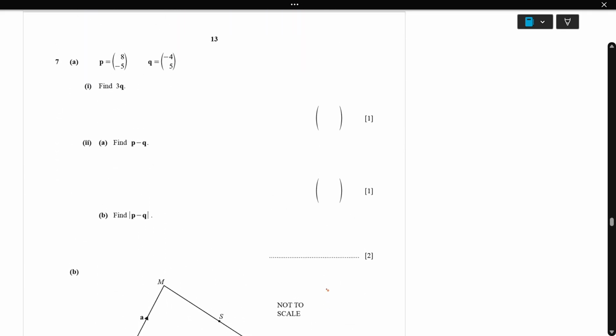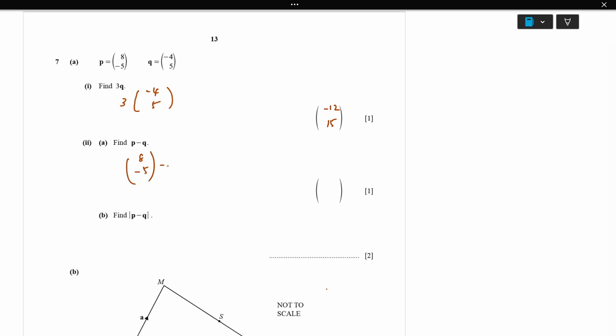The next question is a vector one, the seventh one. P and Q are given. We need to find 3Q. 3 times Q is going to be minus 4 and 5, so just multiply, which is negative 12 and 15. Next, P minus Q. So 8 minus 5 and minus of minus 4 and 5. So 8 minus of minus 4, which is plus, so 12. Next, minus 5 and minus 5, which is minus 10.